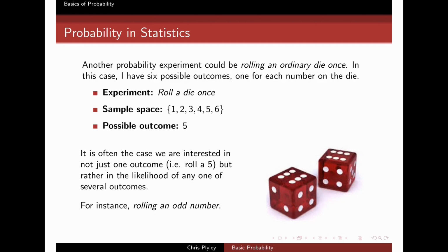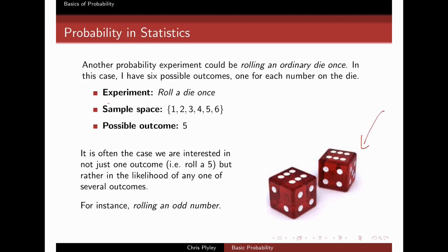And so as another example, one with a little bit of a bigger sample space, I can think about just rolling an ordinary die once. A die having six sides in this particular case. I roll the die once, that's my experiment. My sample space here would consist of all the possible outcomes that I could get when I roll this die. I could get either a 1, 2, 3, 4, 5, or 6. And one possible outcome in my little experiment might be that I roll a 5, right? Of course, I could roll any other number as well.